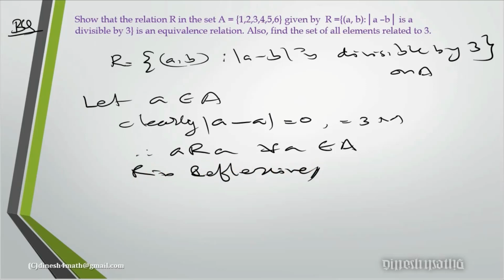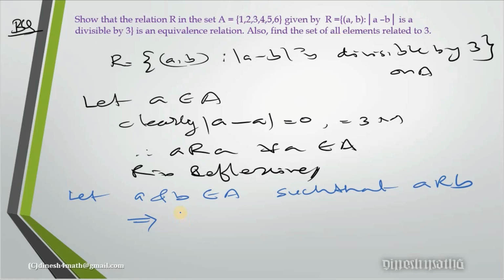Now the second case we need to consider: let a and b be elements of the given set A such that a is related to b. So immediately you need to question how these elements are related. So it says a minus b is divisible by 3, or you can say some 3m, a multiple of 3. a minus b is equal to 3m.